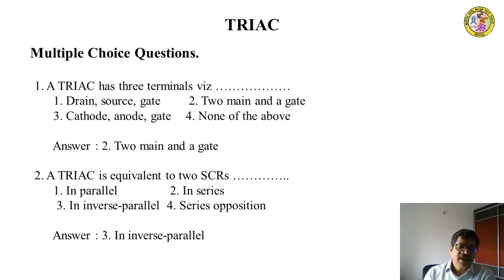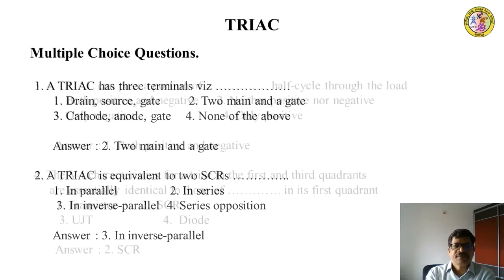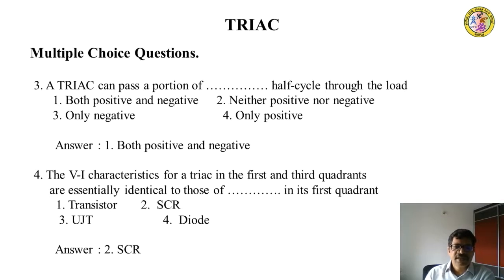Question number 2. A triac is equivalent to two SCRs in parallel, in series, in inverse parallel, in series opposition. So the answer is the third one, in inverse parallel. Question number 3. A triac can pass both positive and negative, neither positive nor negative, only positive half cycle through the load. The answer is the first one, both positive and negative half cycle through the load.